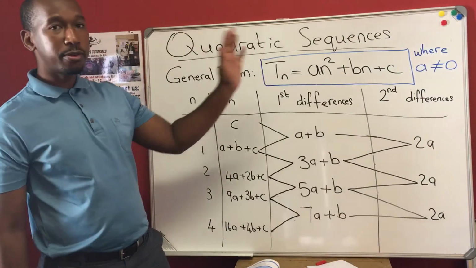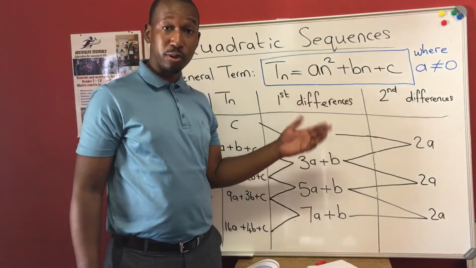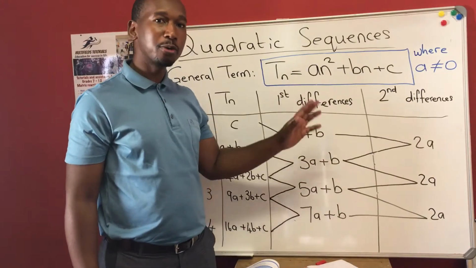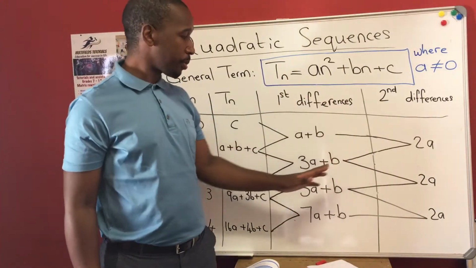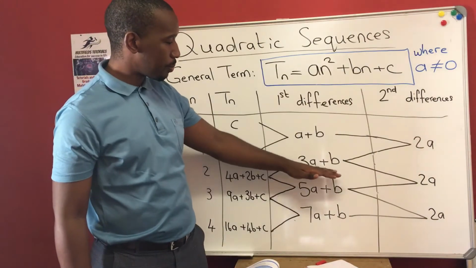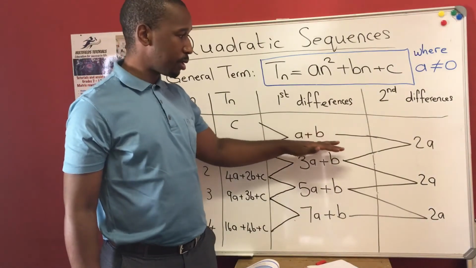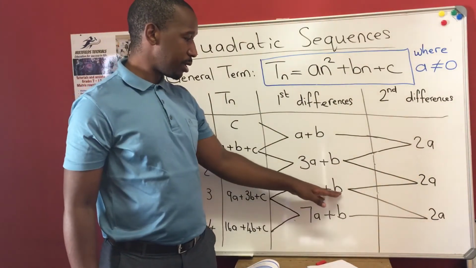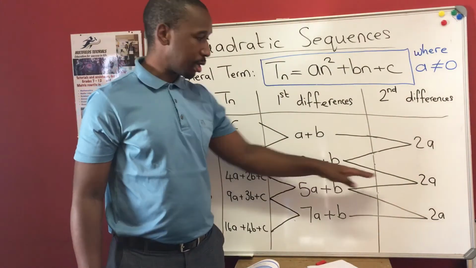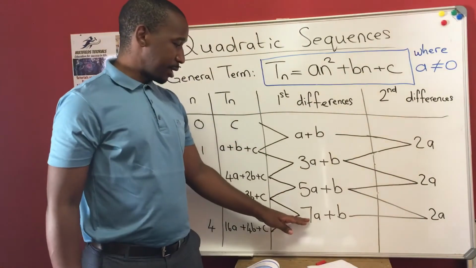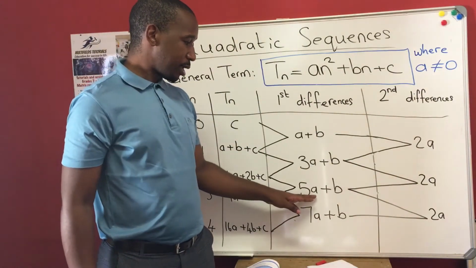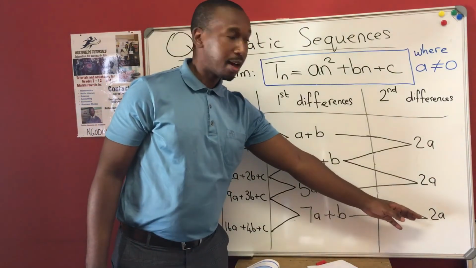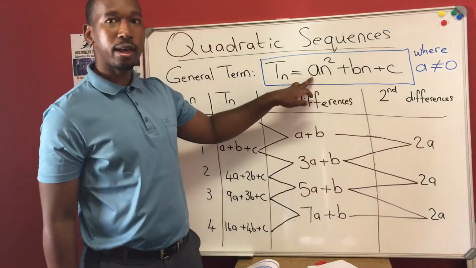Now we go a step further and go to the second differences, because we know if it's quadratic, the second differences will be equal. But take a look at how special that equality is. We find that when we take 3a plus b, subtract a plus b, we get 2a. When we take 5a plus b, subtract 3a plus b, we get 2a. When it's 7a plus b, subtract 5a plus b, we get 2a. So all the second differences are actually twice the number of a.